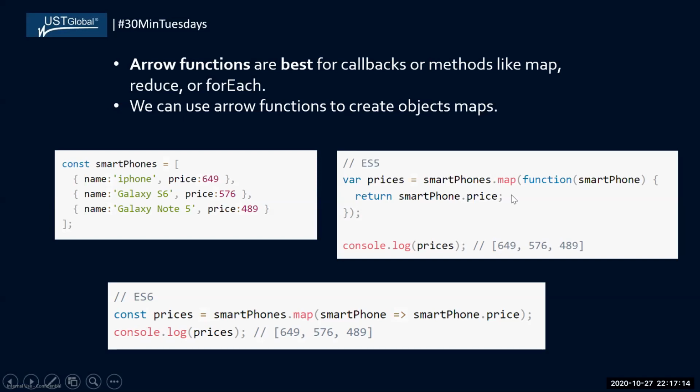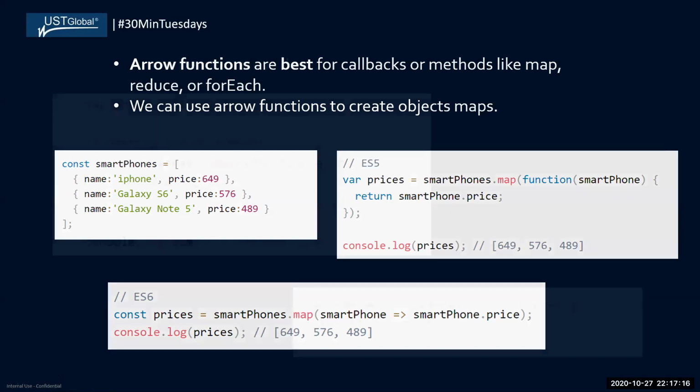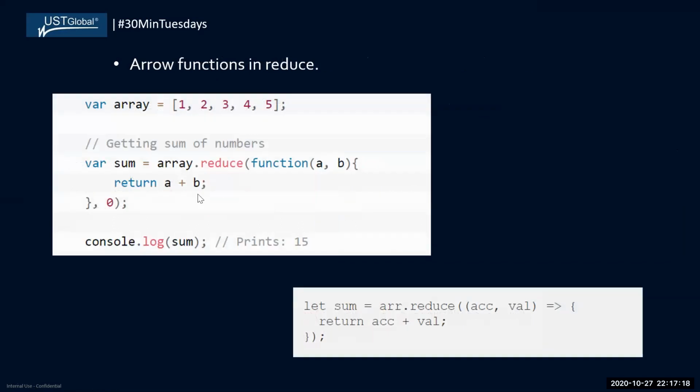Okay, this was about maps. Now, how can we use the reduce method? Previously we were using the reduce method for performing a sum of numbers. We were using the old syntax, and we can replace the same thing with arrow functions.